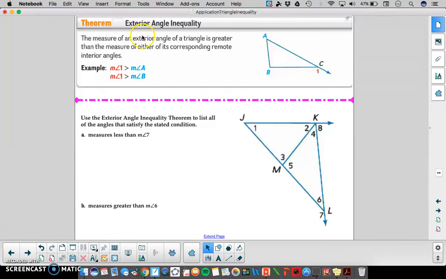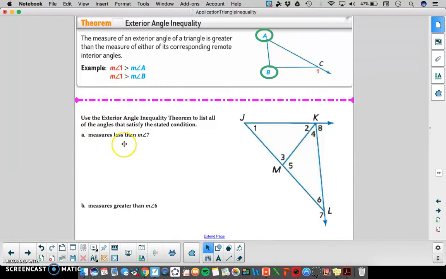We also have an exterior angle inequality that tells us the exterior angle is always going to be greater than the measure of the remote interiors. Remember, the remote interiors are the ones that do not touch angle 1 or are not adjacent to angle 1. So angle 1 is of course greater than angle A, and that's what this inequality says here. And angle 1 is also greater than the measure of angle B, which is what the second inequality says.